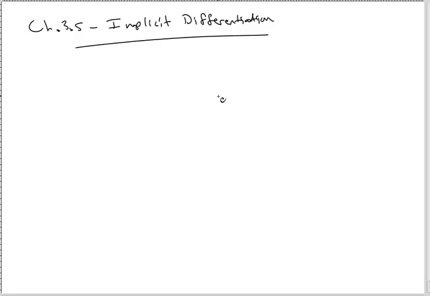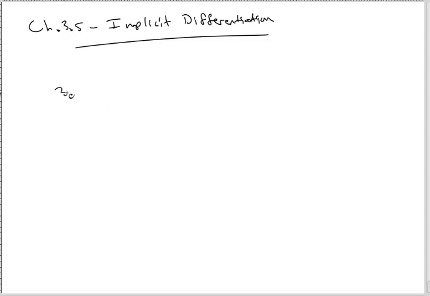Hello everyone, this is the video lecture for Calculus 1, section 3.5, Implicit Differentiation. Implicit differentiation. That's what that says. I can't really write very well. Obviously, you know this by now. Implicit differentiation. What does that mean?